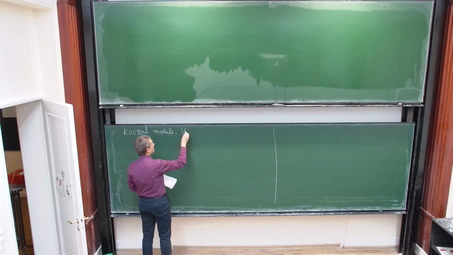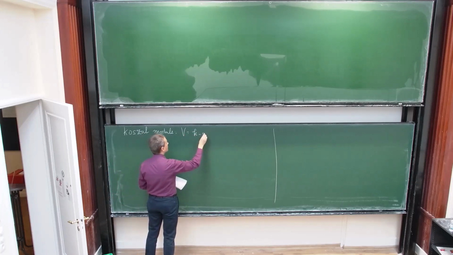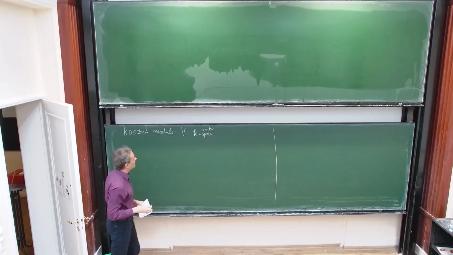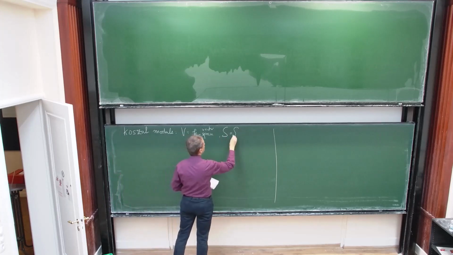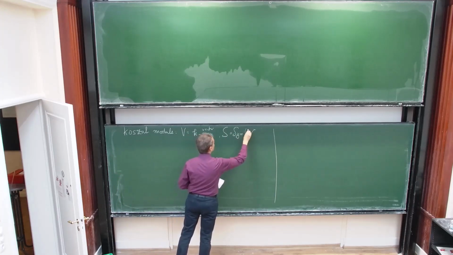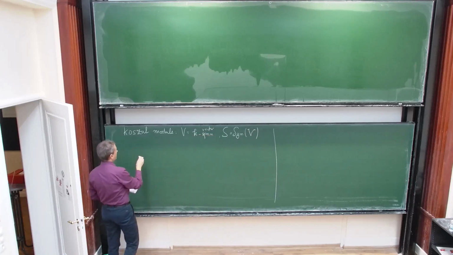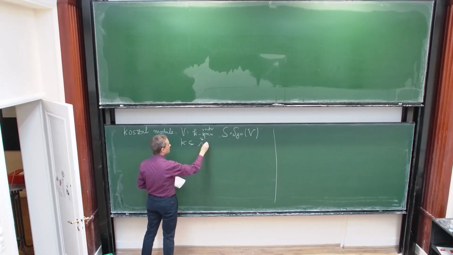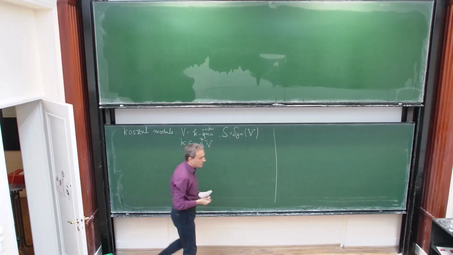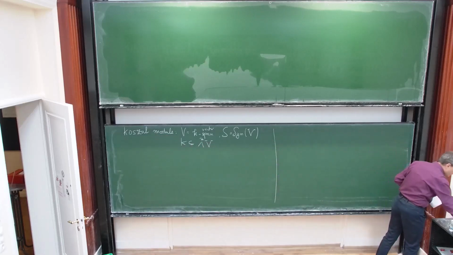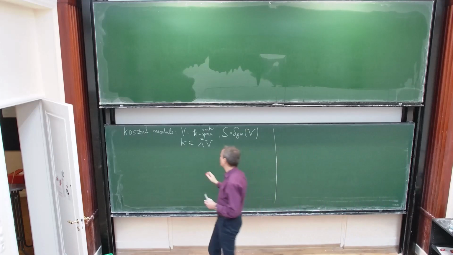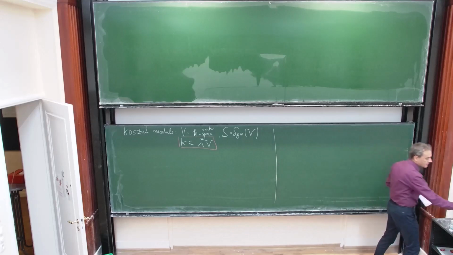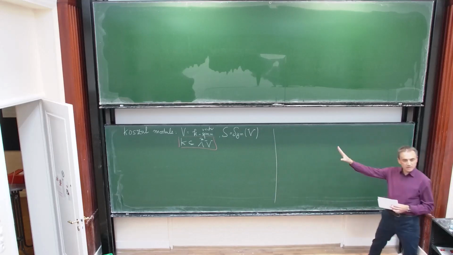So you start with V, a K vector space, and you form the symmetric algebra. And you fix once and for all K, a linear subspace in wedge 2 of V, and the construction is subject to this choice. I will give a lot of examples, but let's just present the definition now.